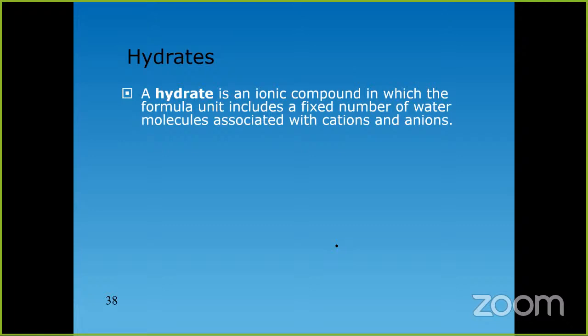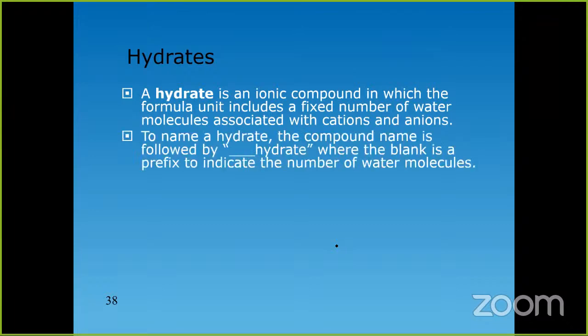Now, when it comes to naming hydrates, basically, you name the ionic part just as we have been doing all along, but you have to add something else. You have to add a prefix representing the number of water molecules followed by hydrate. And the prefixes are the same as what we discussed when it comes to molecular compounds. Mono for 1, di for 2, tri for 3, and so on.